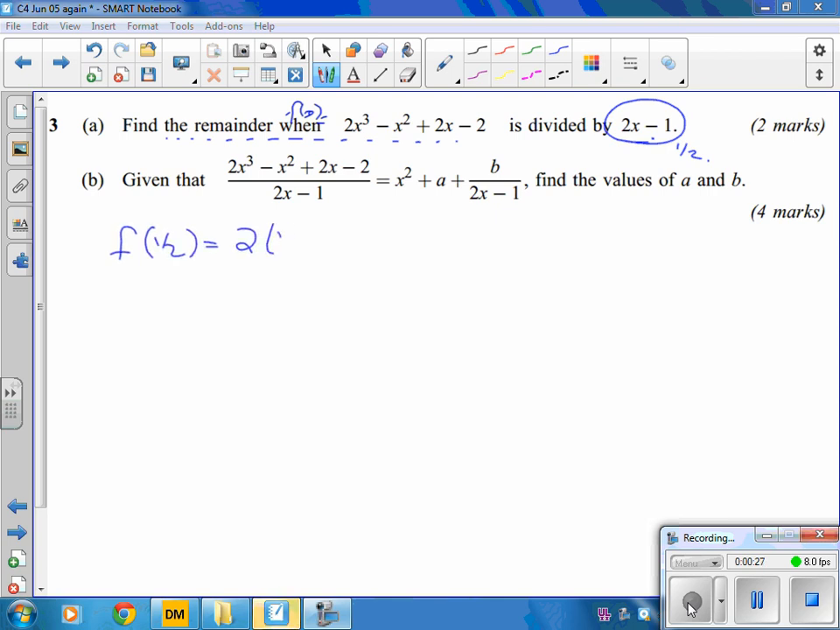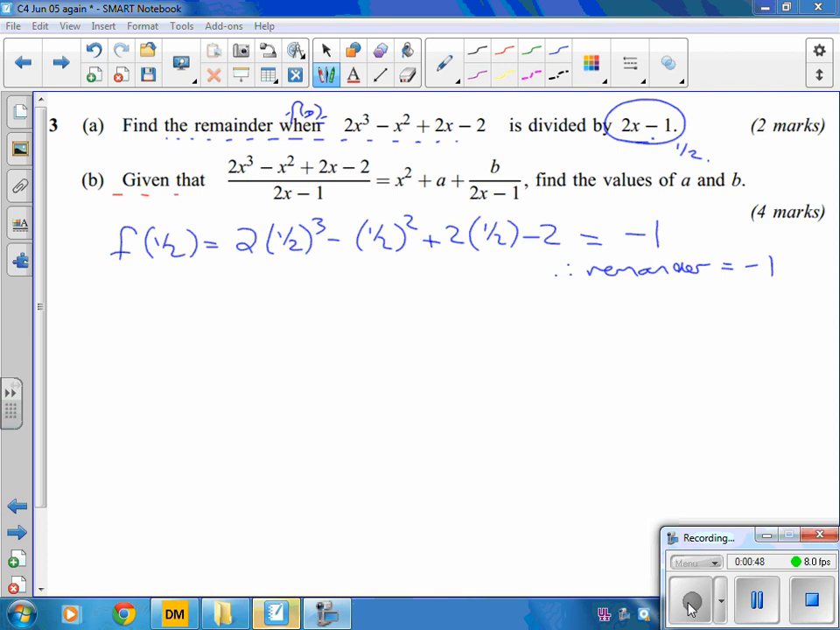It's 2 lots of a half cubed minus a half squared plus 2 lots of a half minus 2. That all works out to be minus 1. And so the remainder equals minus 1.